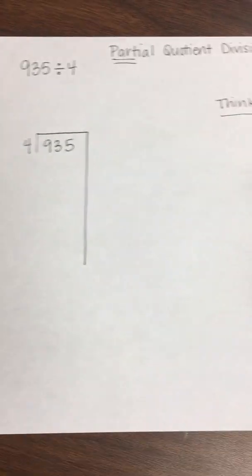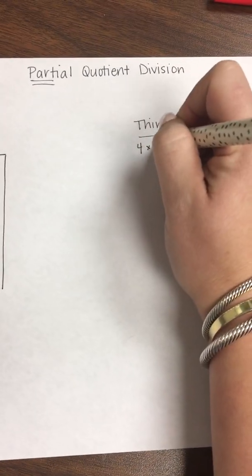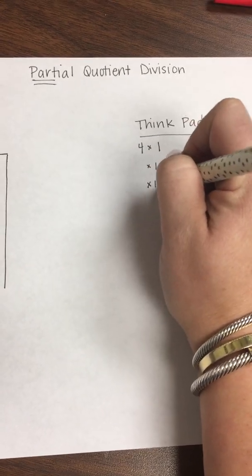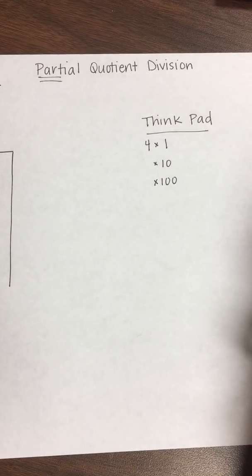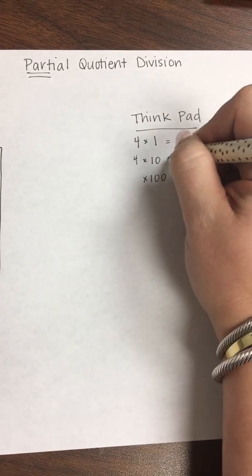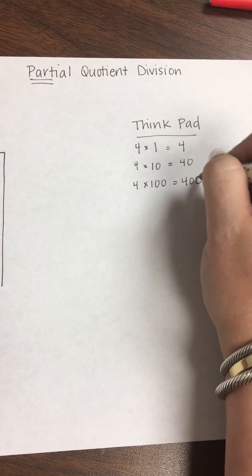Figure out what works best. Again, our divisor is 4, so we always use our divisor and first have the students think about that divisor times 1, times 10, times 100. That always gives us a really good place to start. 4 times 1 is 4, 4 times 10 is 40, 4 times 100 is 400.